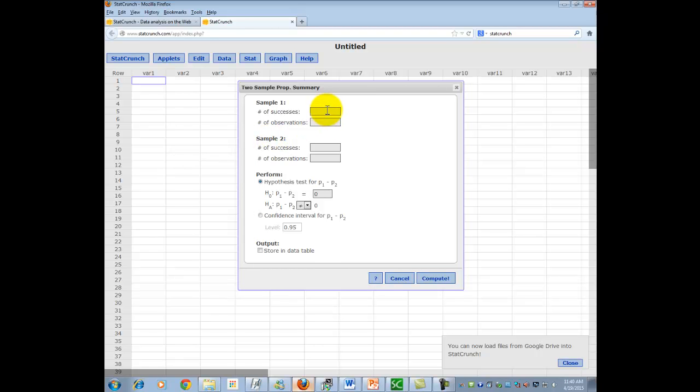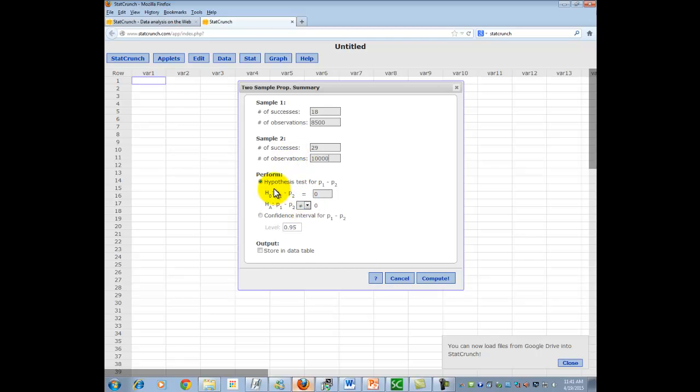So when I come in here and put the information in, 18 people developed the disease out of the 8,500 in the vaccine group, that's my sample 1. Sample 2, 29 of those in the placebo group that had 10,000 people developed the disease. So I've told StatCrunch our evidence.